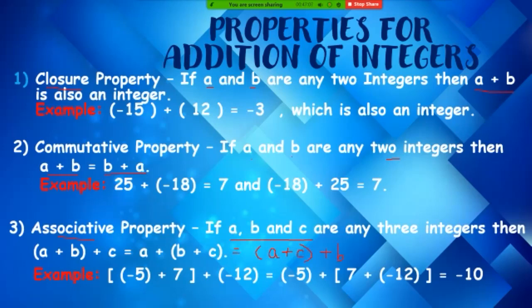Like we take, first we'll add minus 5 and 7, then if we add minus 12, this will be equal to, if we first add 7 and minus 12, then we'll add minus 5. And this also will be equal to, first we can add minus 5 plus minus 12, then we can add 7 to it. This will give the same answer, minus 10.